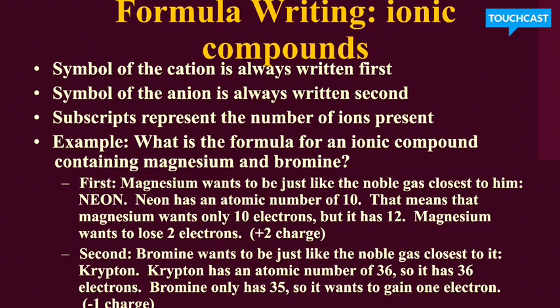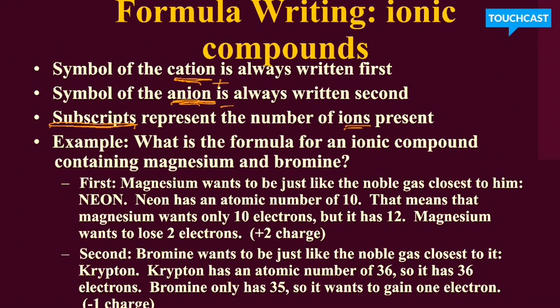So when you write formulas for ionic compounds, there are some rules that you have to remember. The cation always has to be written first in the formula. The anion, the negative one, always has to be written second. So the cation, positive, first, negative second. Subscripts, those little numbers that go down low, represent how many of each ion you've got in the formula. So let's do a quick example.